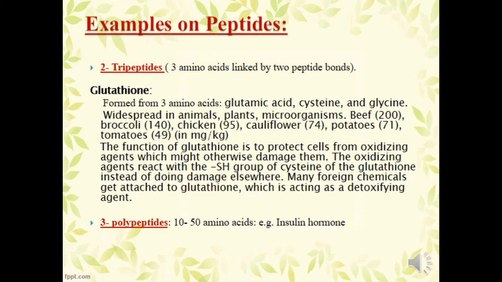The second example is a tripeptide. Tripeptide means you have three amino acids linked by two peptide bonds. An example is glutathione, which is made of glutamic acid, cysteine, and glycine. It is commonly found in animals, plants, and microorganisms. The function of glutathione is to protect cells from oxidizing agents, so this is a good antioxidant.